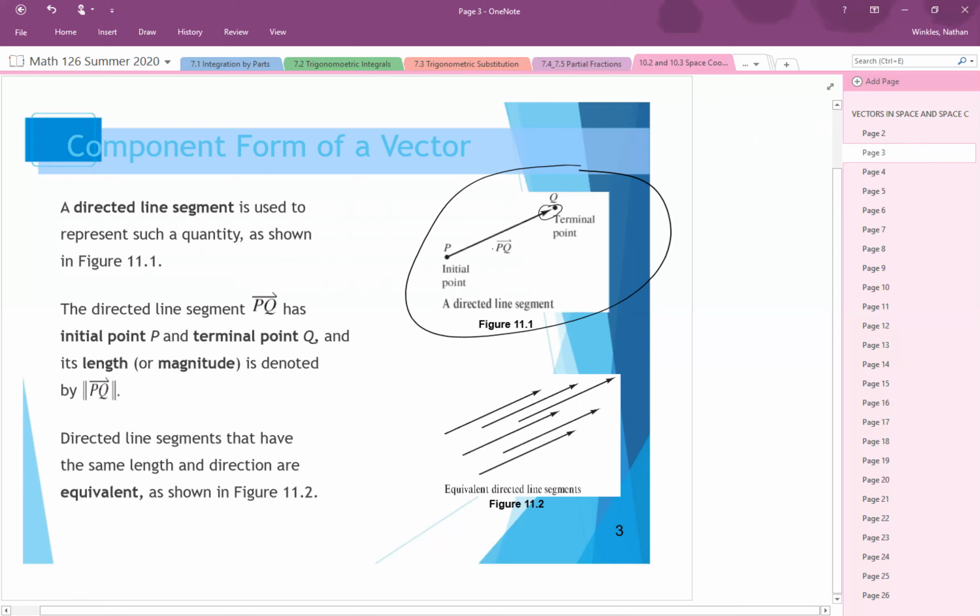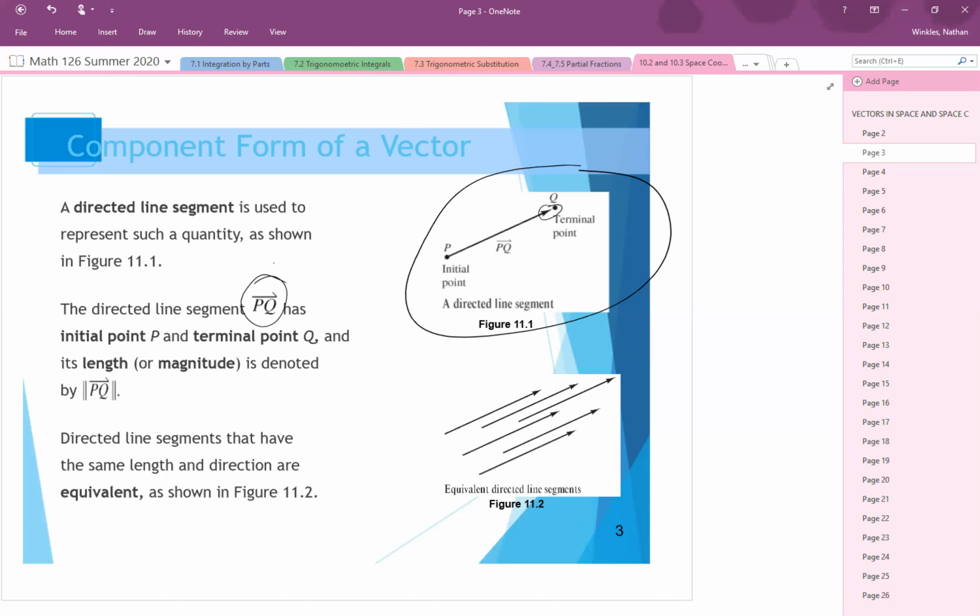The directed line segment PQ has initial point P and terminal point Q, and the length or magnitude is denoted by two vertical bars, PQ, two vertical bars. Sometimes we will denote this with an arrow on top that will tell us what direction we're going. Other times we're not going to write that. So just be aware they both can help us out.